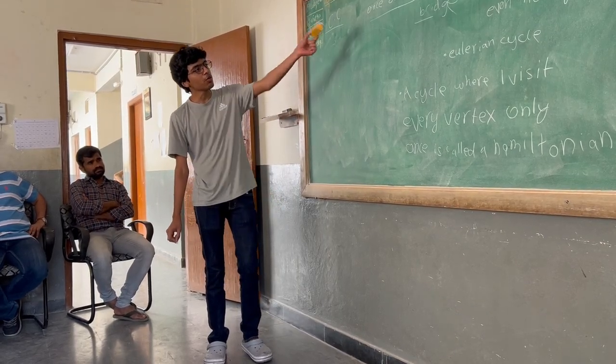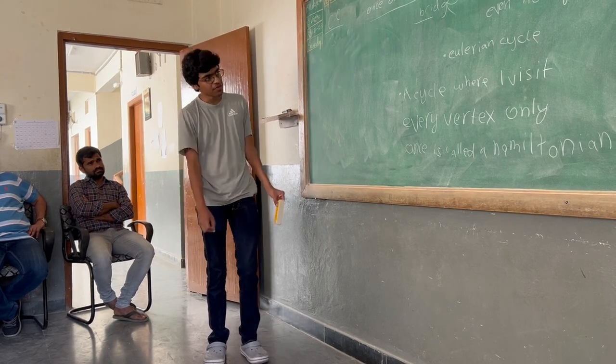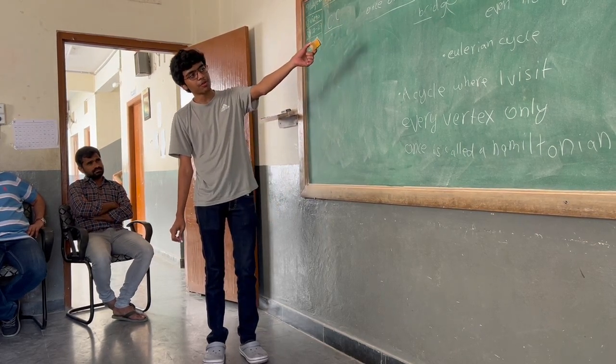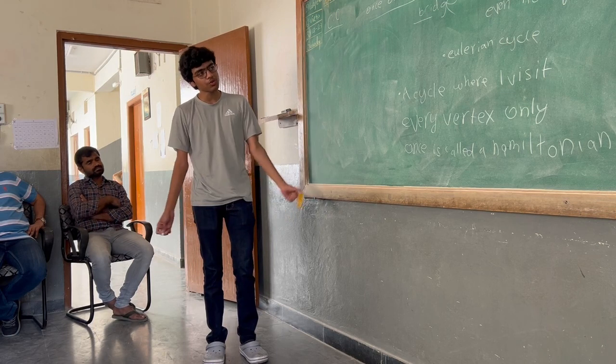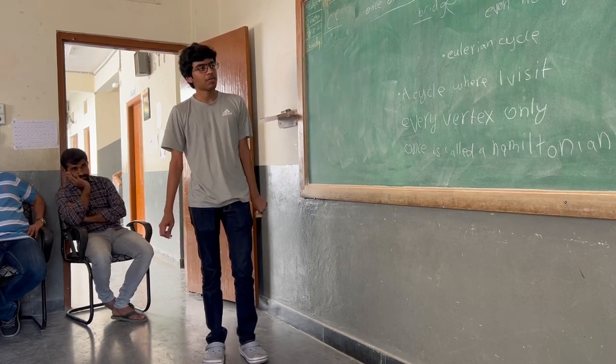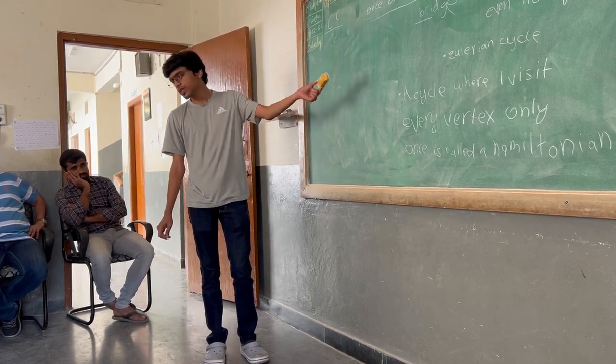But we can now try proving the first fact. If in any graph each vertex has an even number of neighbors, then there exists an Eulerian cycle in that graph.